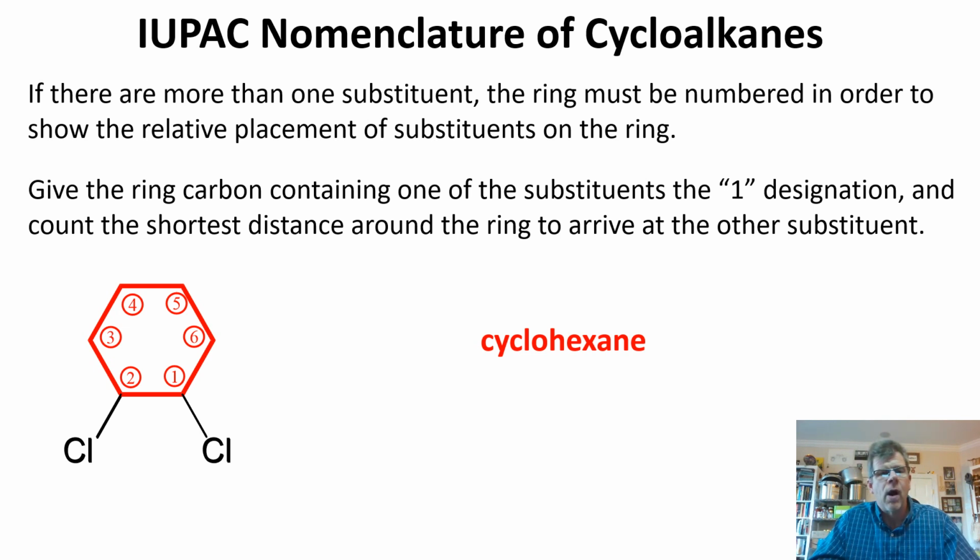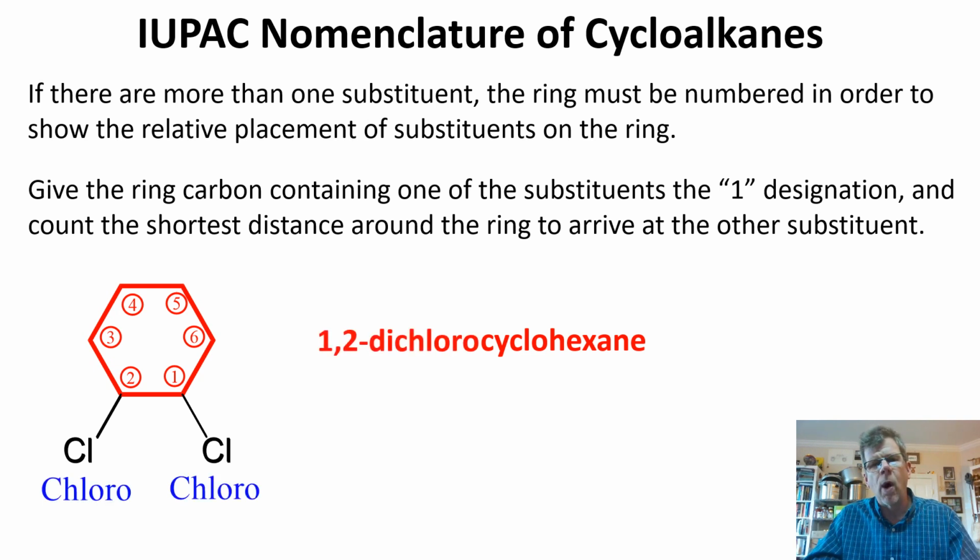So now all I have to do is, I have 2 chloros, which means I have dichloro, and we write it as we did before. So these 2 chloro groups now become 1,2-dichlorocyclohexane. It's important to recognize that if we had these chloro substituents on different carbons, they would be named differently.